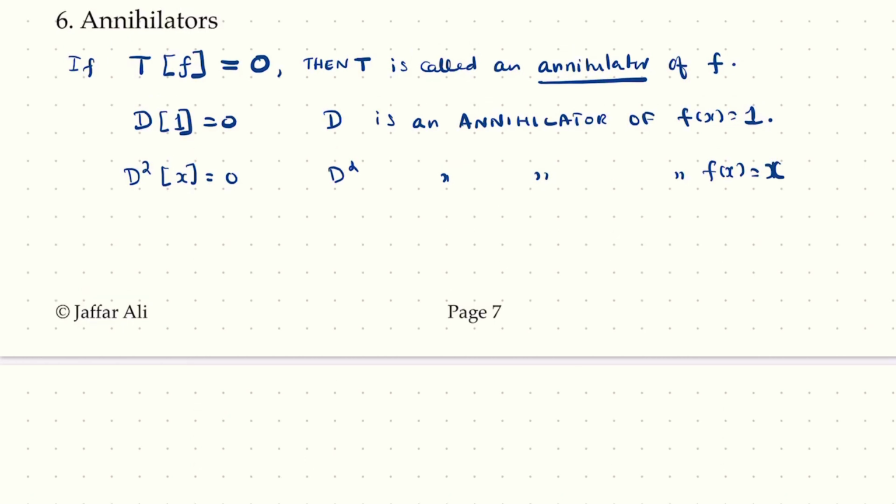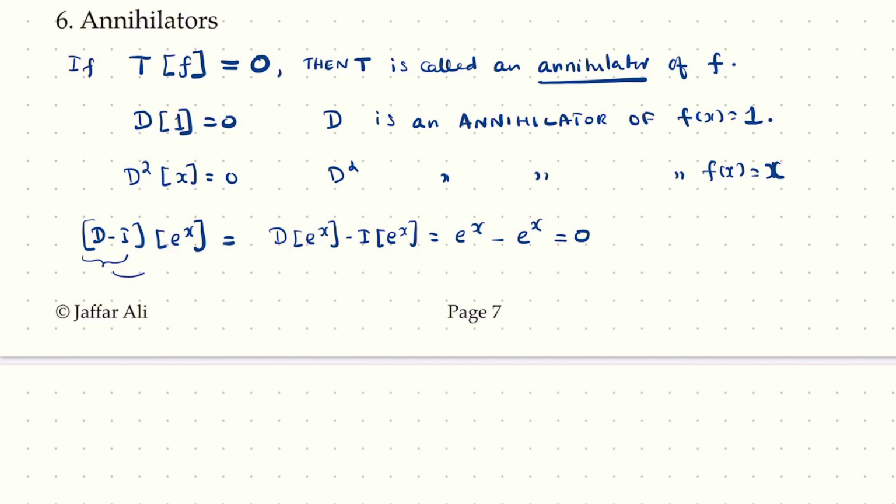Now let's take a look at this one, right? D squared, d minus I. If you take a look at what happens to the e to the x, this is going to be d of e to the x minus I of e to the x. The derivative of e to the x is e to the x, and the identity function gives e to the x, which is equal to 0. That means d minus I is an annihilator of e to the x.